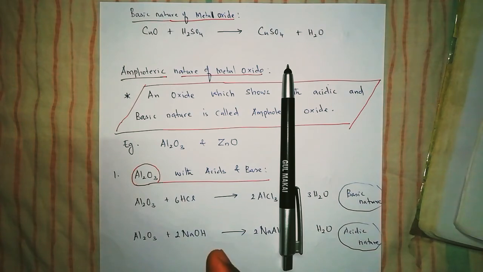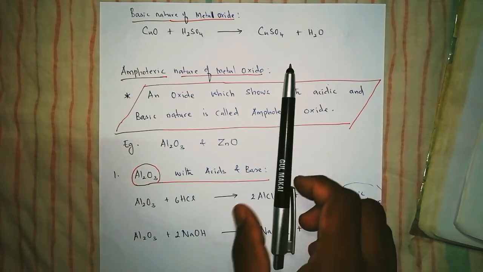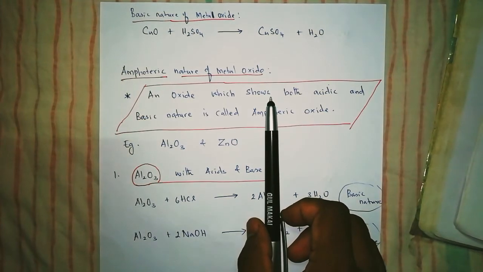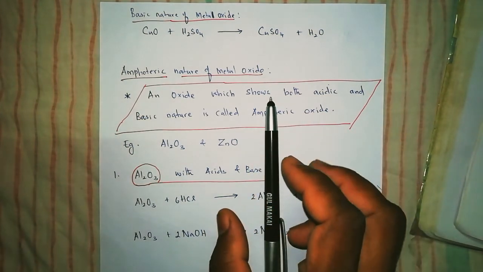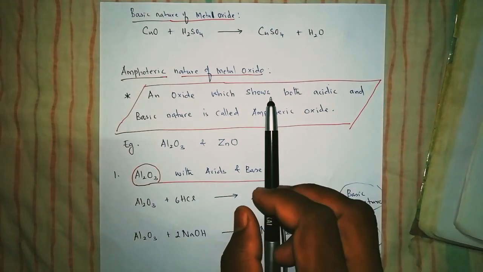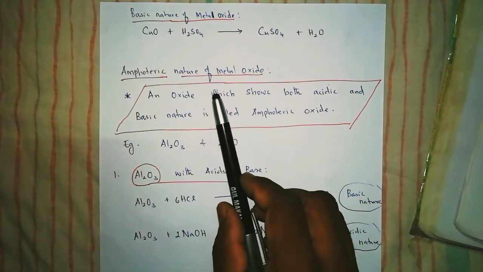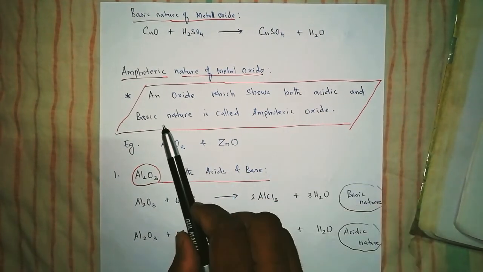Some metallic oxides react with acids only, but some react with bases. But only a few, that means only one or two can react with both. As we know, metallic oxides are basic in nature, right? They are basic in nature and they are not acidic in nature. But there are some metallic oxides which show both acidic and basic nature.